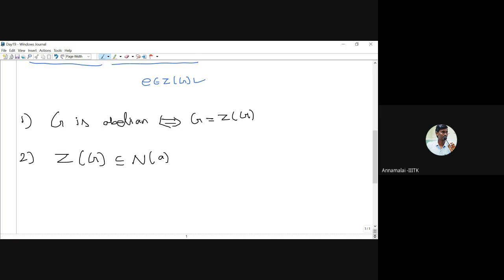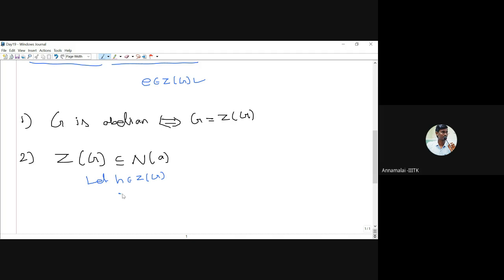So how do we prove this containment? We can take an arbitrary element in Z of G. Let h be in Z of G. Now what do we have to prove? We have to prove h is an element of N of a. That is what we have to show: that a and h satisfy the commutative property.